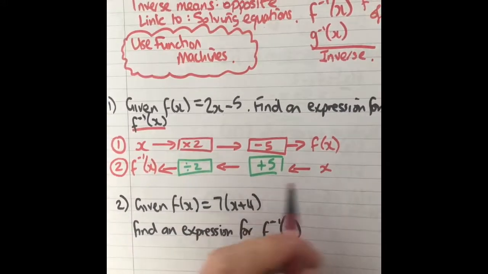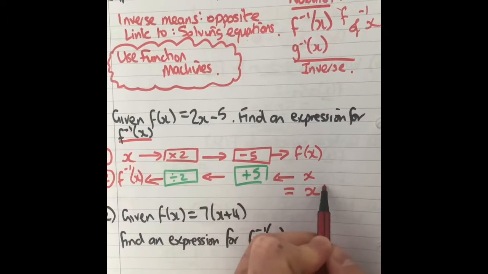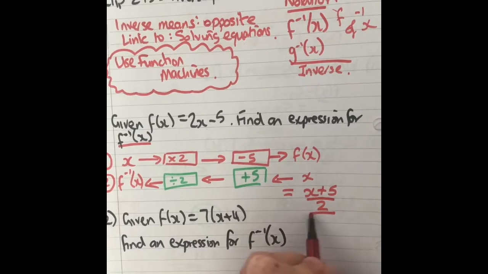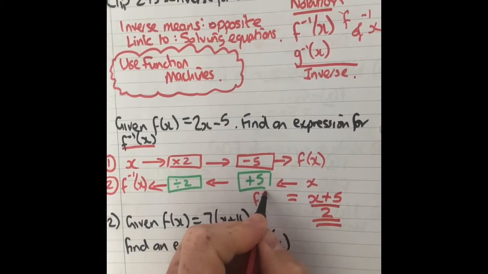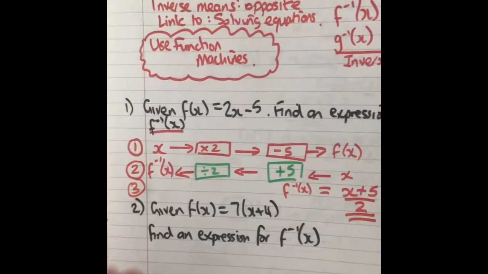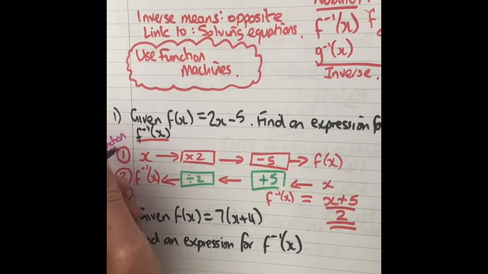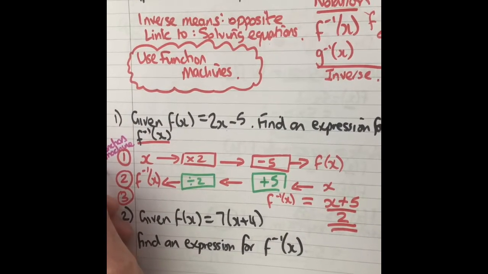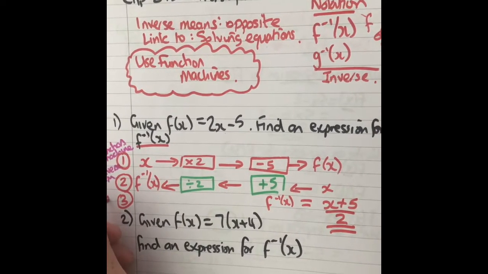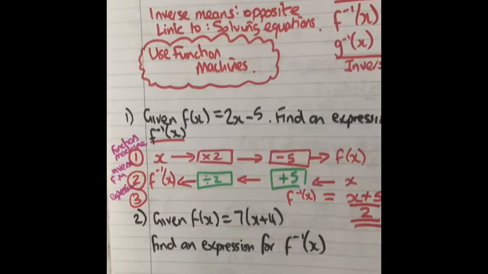So you've then got to put that into an expression. I start with x, I add 5, and I divide by 2. Divide by 2, you put it over. That's the inverse function, f minus 1 of x. Okay, so 1, you would do a function machine. 2, you do the inverse function machine. And 3, you would write an expression for that function machine. Okay, there are your 3 steps to do.